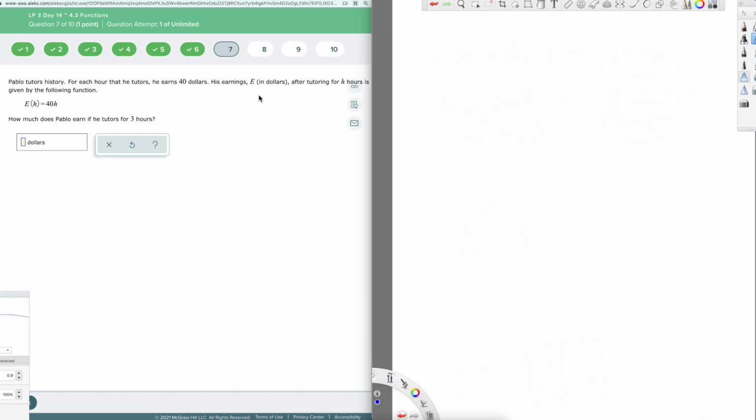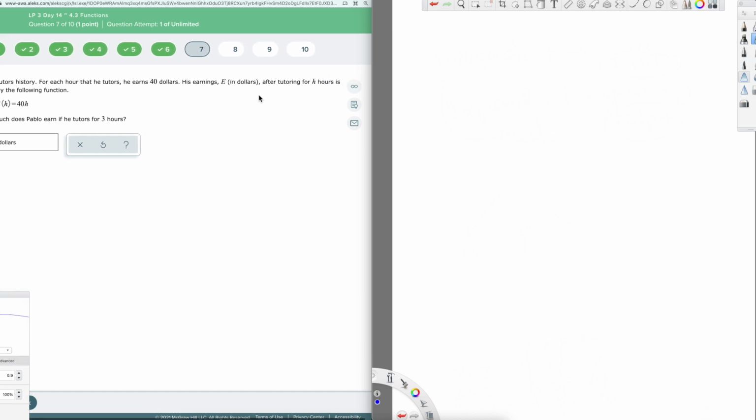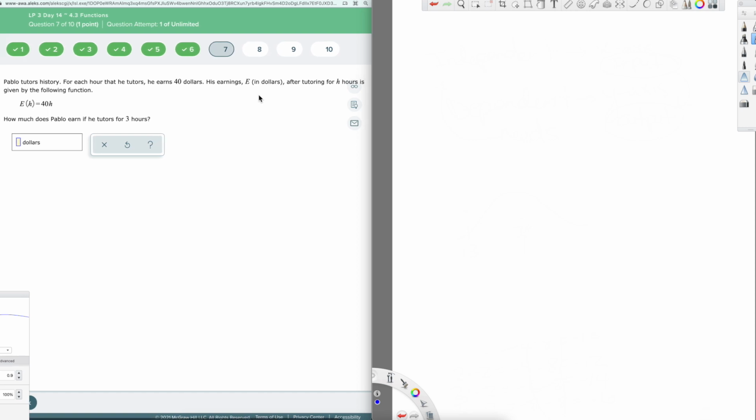All right, so Pablo tutors history. For each hour that he tutors, he earns $40. His earnings E in dollars after tutoring for H hours is given by the following function. So they gave us the function. And we know what the 40 represents. The 40, he gets $40 every hour. For each hour that he tutors, he earns $40. So 40H, that's going to be $40 per hour.